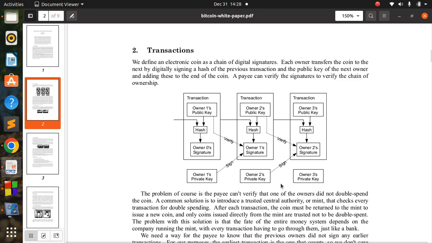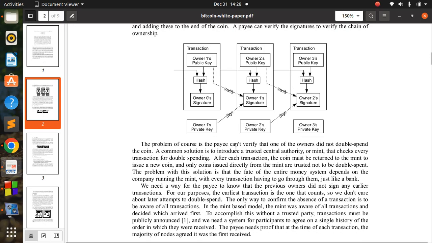All right. Now the problem, of course, is the payee can't verify that one of the owners did not double spend the coin. Double spending means sending money that they don't have. I explained this in blockchain. That is the principle behind mining or minting, in which the miner has to verify that the person sending that money has enough money to carry out that transaction. That's just double spending. A common solution is to introduce a trusted central authority, or mint, that checks every transaction for double spending. After each transaction, the coin must be returned to the mint to issue a new coin.